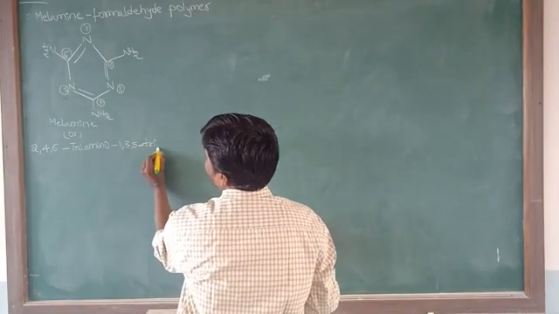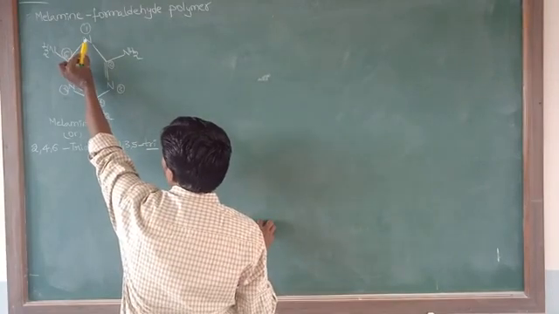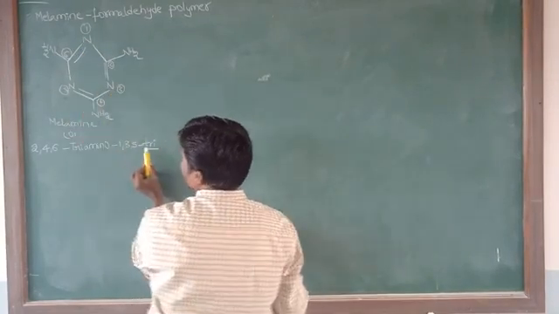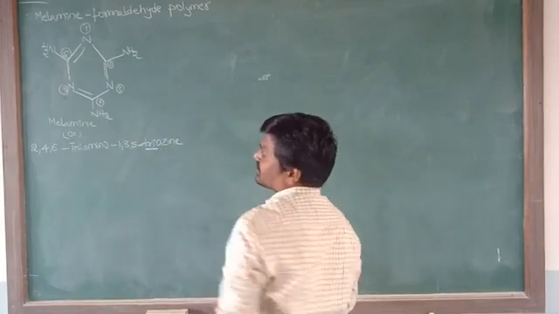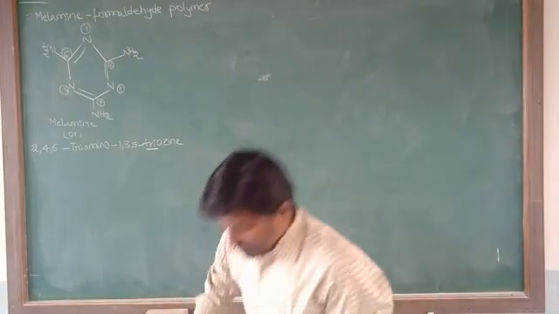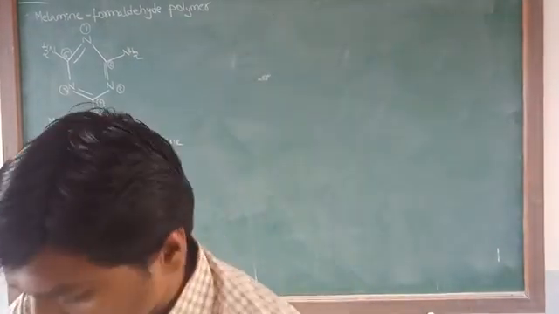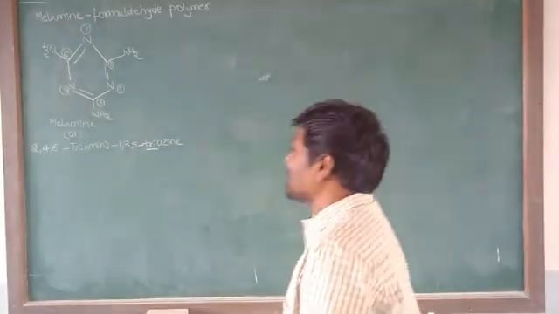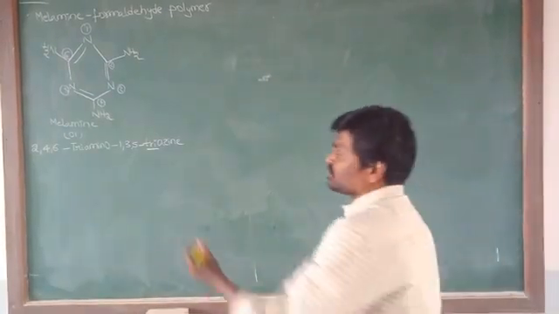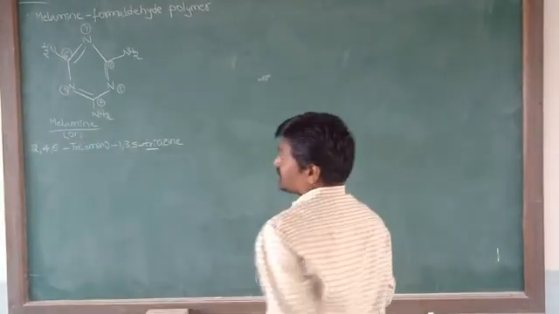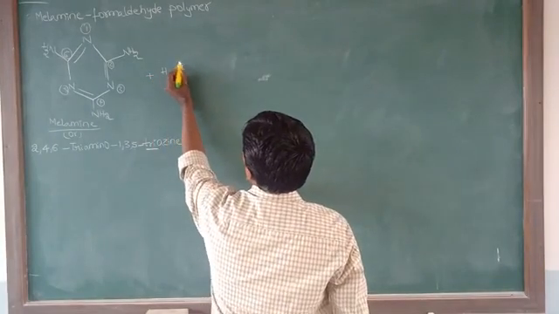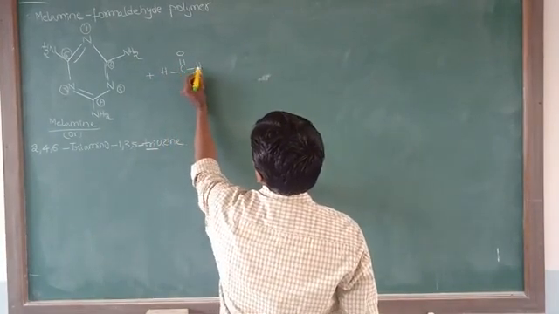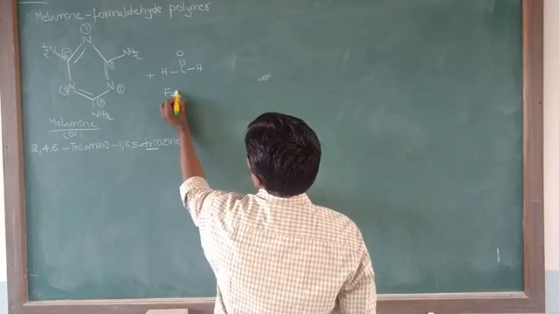Why is it called tri? Because how many nitrogens are there? 1, 2, and 3. That's why it is called triazine. 2, 4, 6 triamino 1, 3, 5 triazine we are taking. Simply remember this one as melamine. Now it is going to react with formaldehyde.